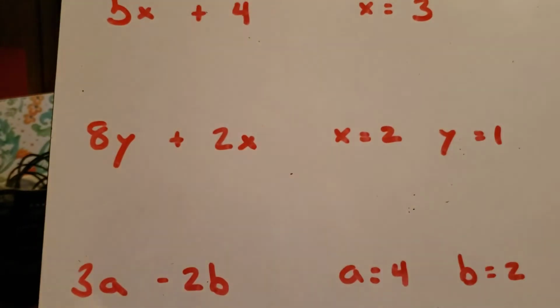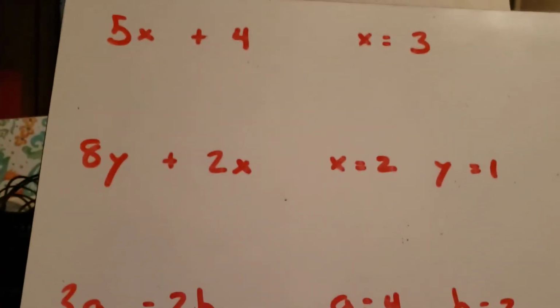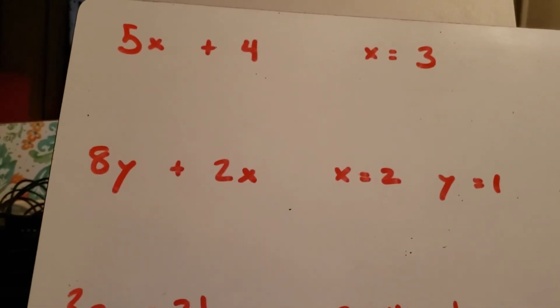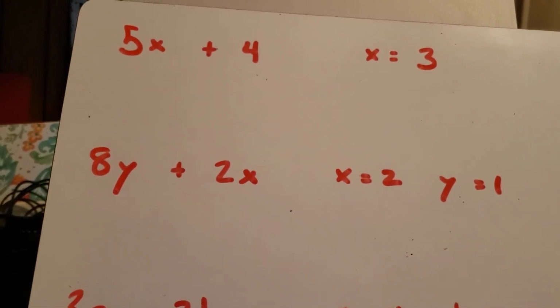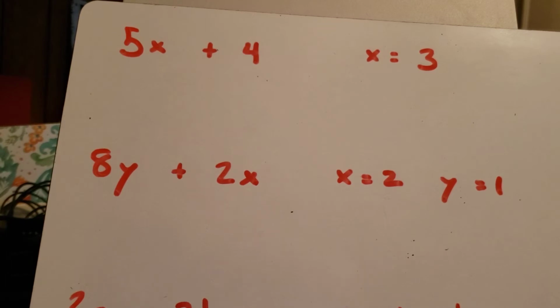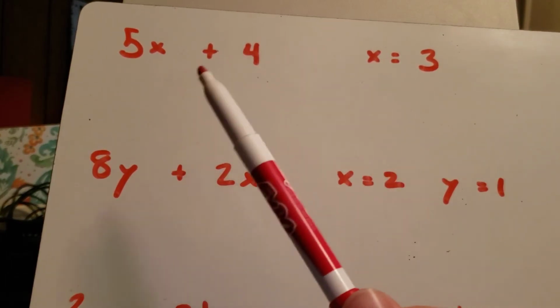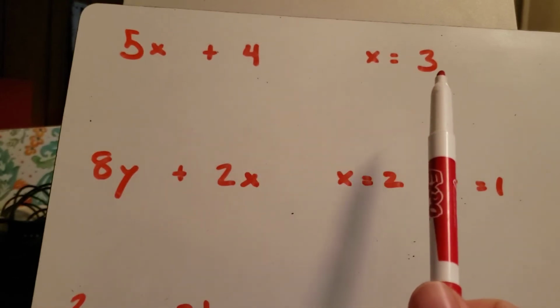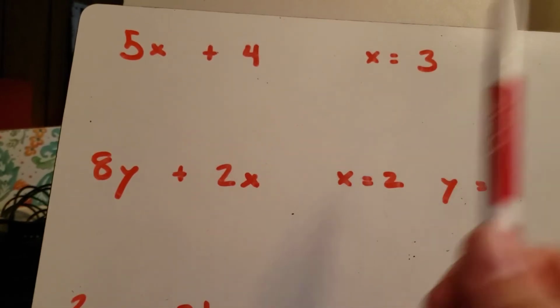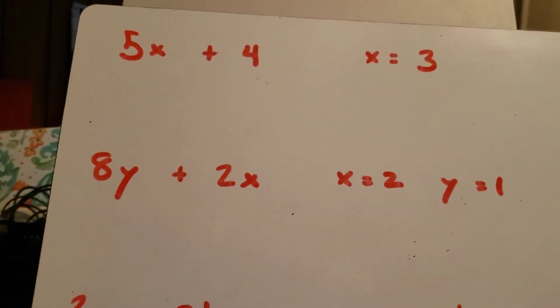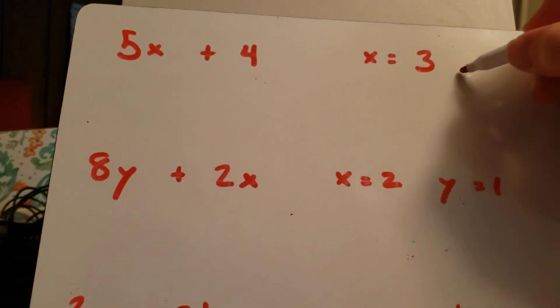Now typically when you're in an algebra class, you're going to get expressions that look like this. Let's see if we can see all of them. Yeah, we can see them all. The first one up here, we've got 5x plus 4. That's an expression. And then they might tell you what one of the variables is. In this case, we have a variable that's x, and they tell us that x is equal to 3. And then the problem is going to ask you to do something called evaluating.